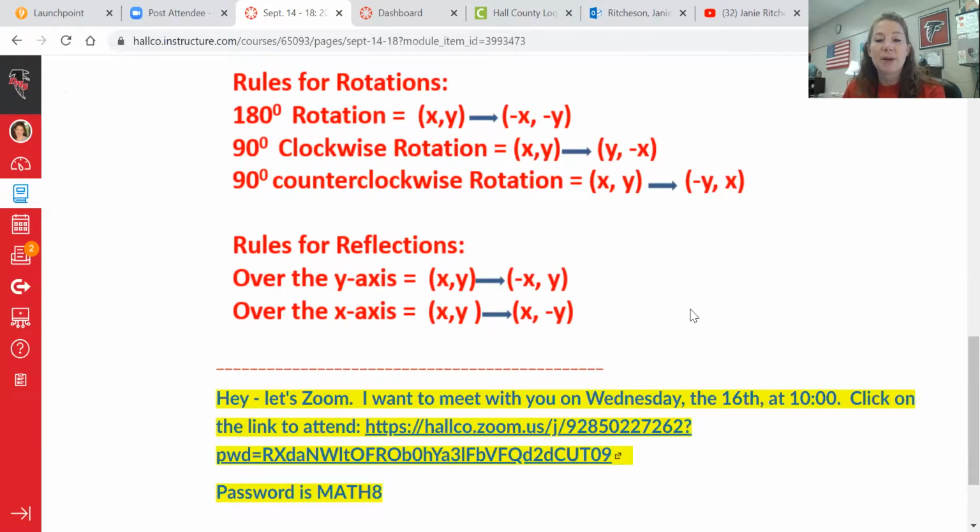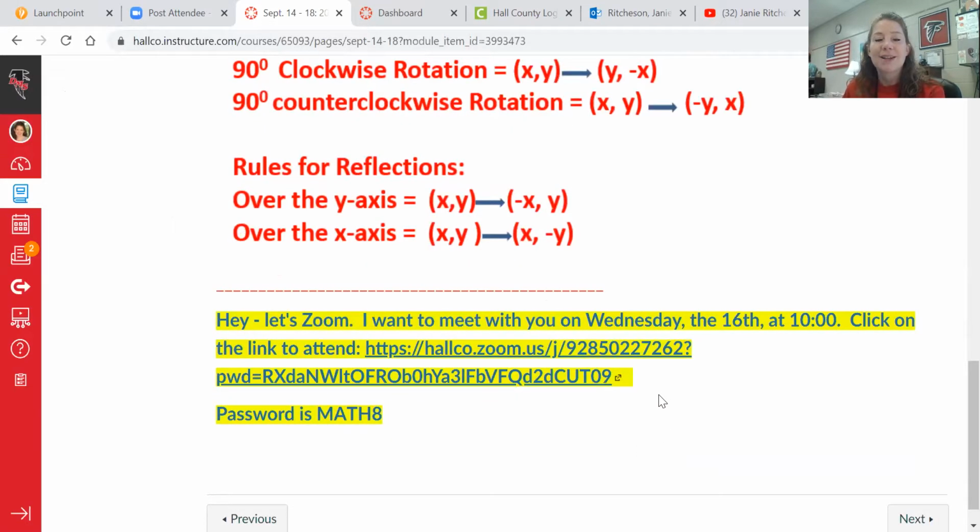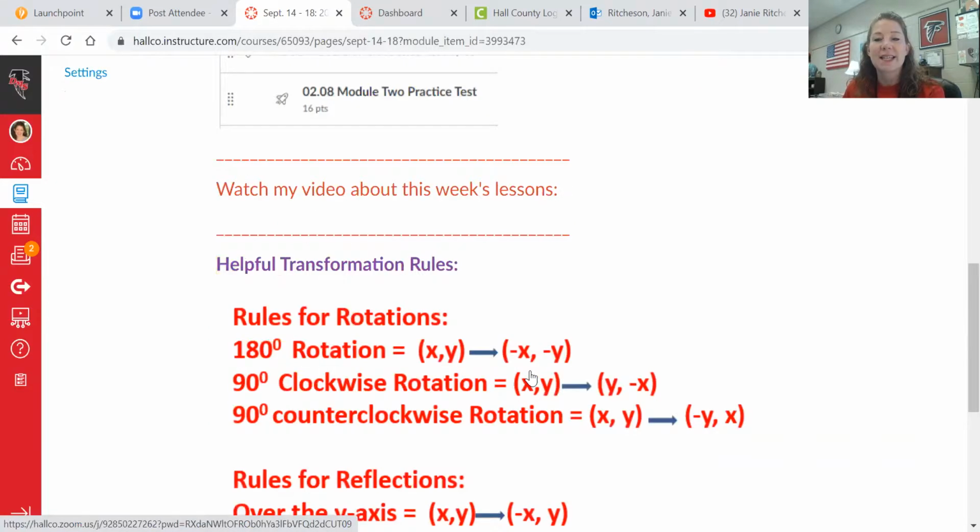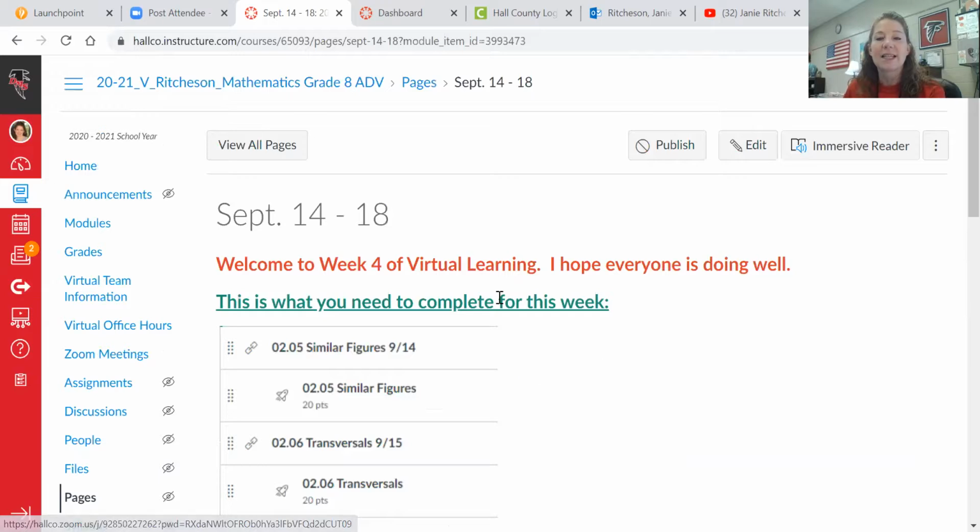And then finally at the bottom of the page, this is our information on our Zoom meeting this Wednesday, the 16th at 10 o'clock. And then also, I've given you guys, let me go to student view.